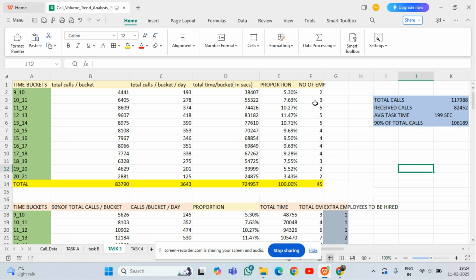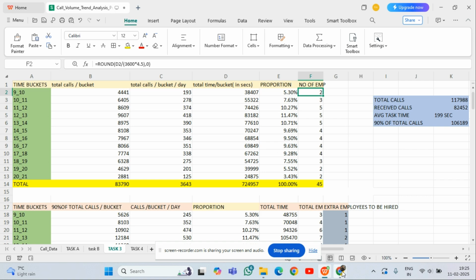So coming to the number of employees we'll need for each time bucket, we will calculate it by dividing the total time in each time bucket by the total amount of time taken by each employee, which is 4.5 hours into 3600. We'll have to convert the 4.5 hours into seconds.